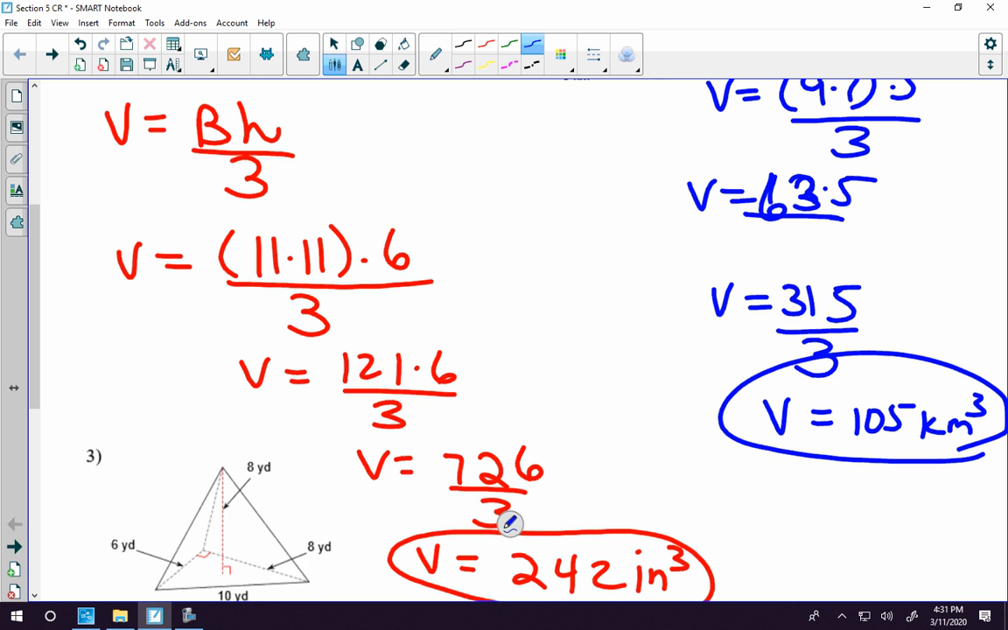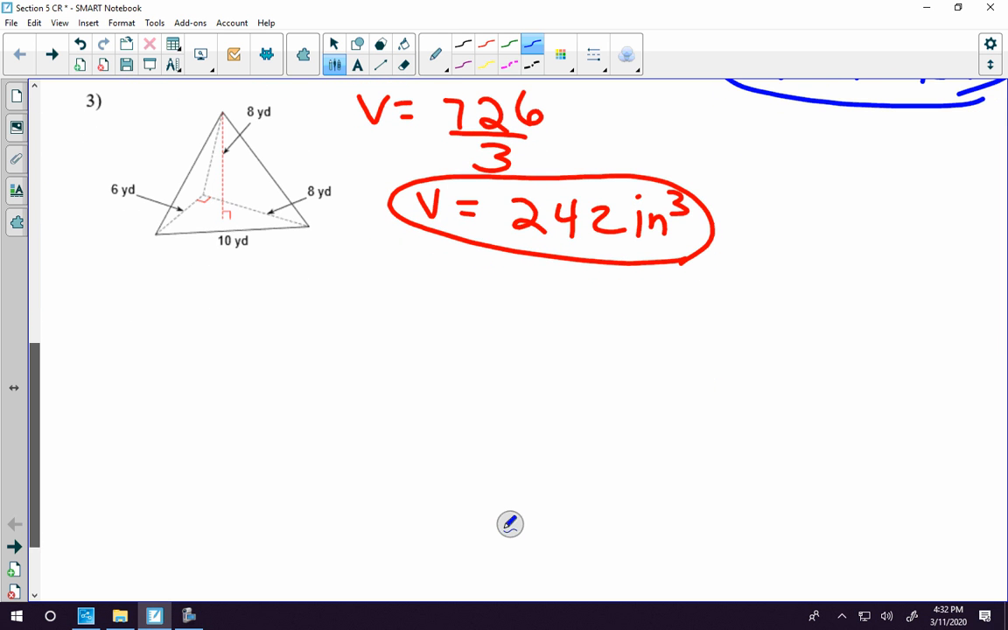Volume is always cubic. When we're talking about area, we're talking about square units. When we're talking about volume, cubic units. Cubic units. Okay, number 3.